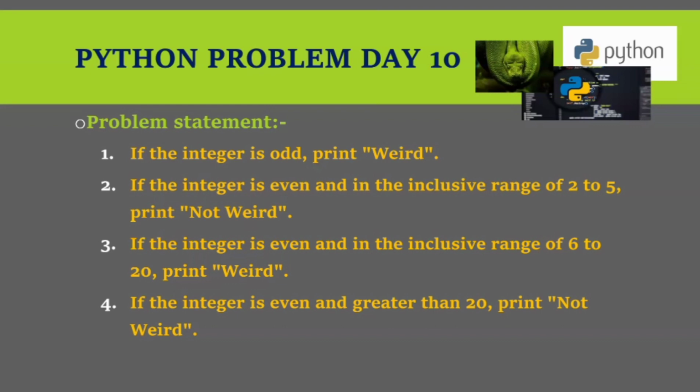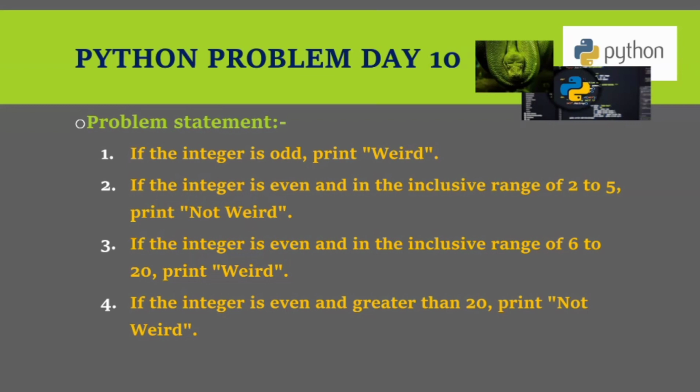First one, if the number is odd, print weird. Another statement is, if the integer is even and in the inclusive range of 2 to 5, print not weird. If the integer is even and in the inclusive range of 6 to 20, print weird. Another statement is, if the integer is even and greater than 20, print not weird. So this is our problem statement, so let's start our coding.